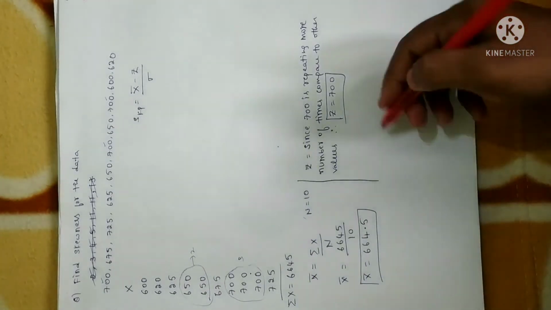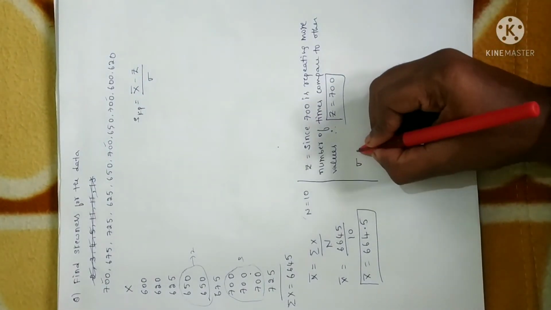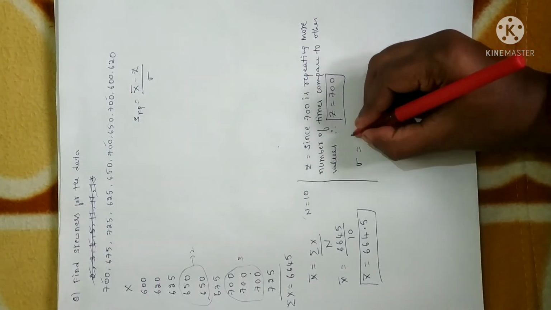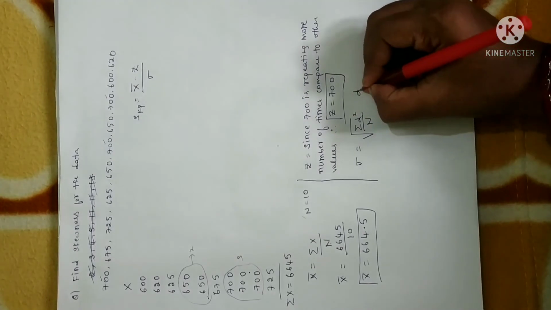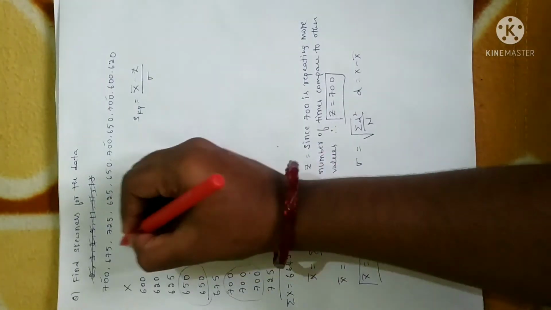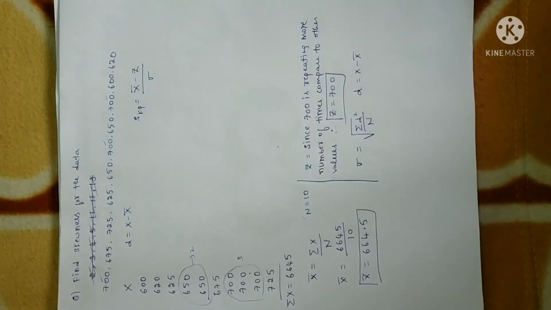Fine. Next thing, we have to calculate sigma. Sigma is none other than standard deviation. So you just use the formula of standard deviation. It is given by square root of summation of d square divided by n, where d is given by x minus x bar. So x bar I have already done here. So let me calculate d. D is equal to x minus x bar.